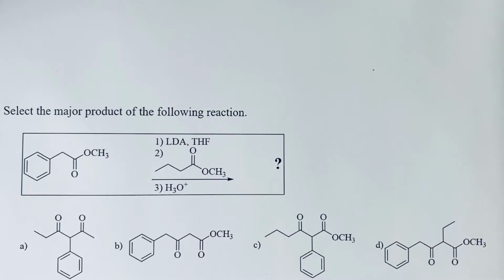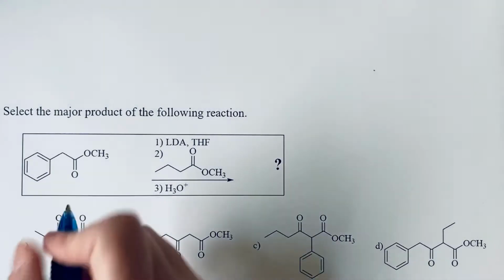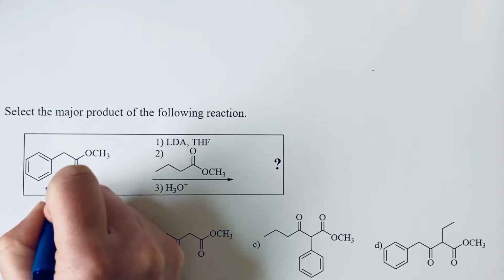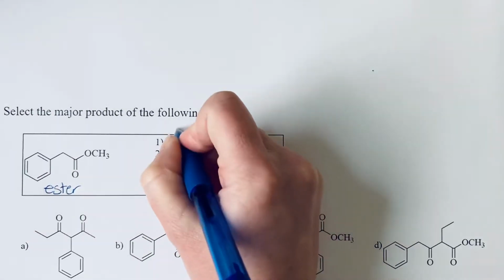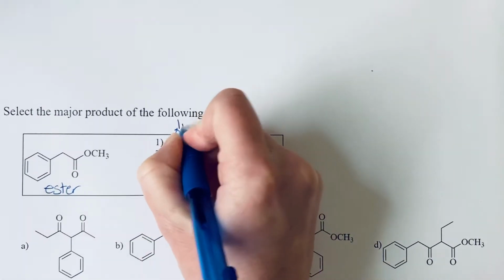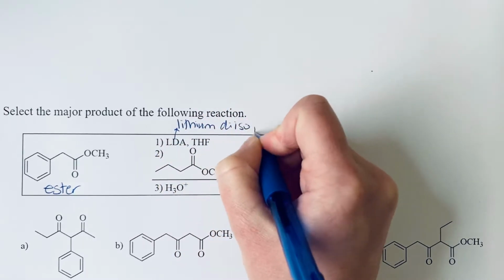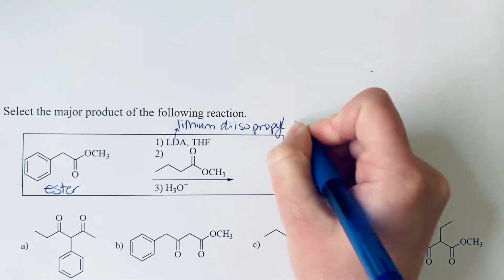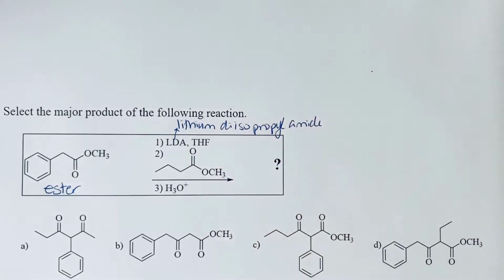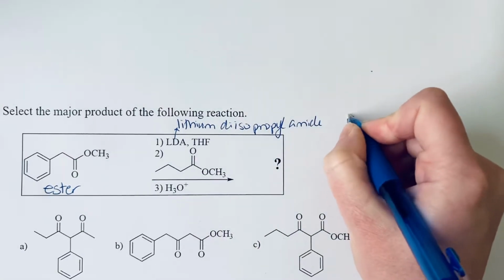Select the major product of the following reaction. So if we take a look at what we're given here, we are starting with an ester. We're adding LDA, which is lithium diisopropyl amide.